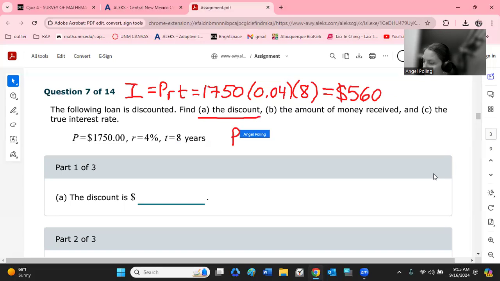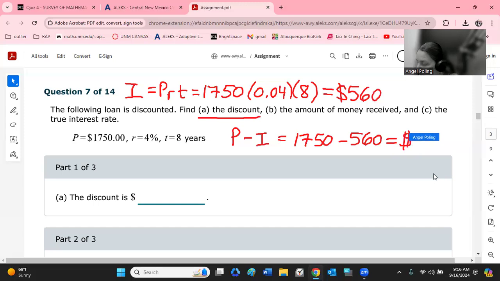So we wanted to borrow the 1750, but they're going to take 560 as a discount, which is the interest. And so they're actually only going to give us $1,190. So that's B. A is the discount. B is the amount after the discount. And then they want to know the true interest rate.